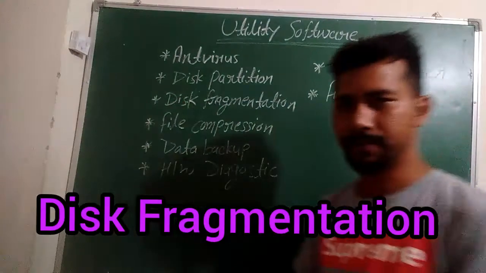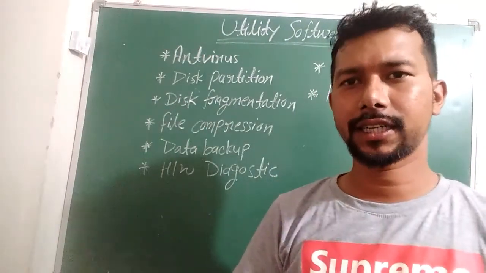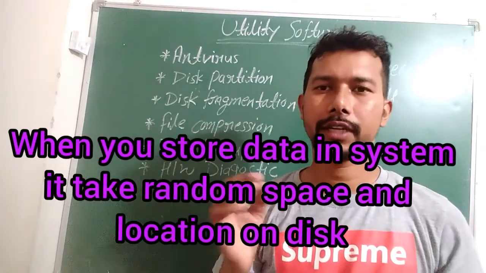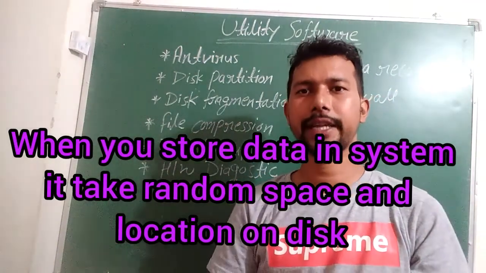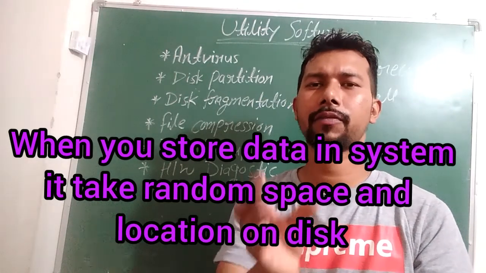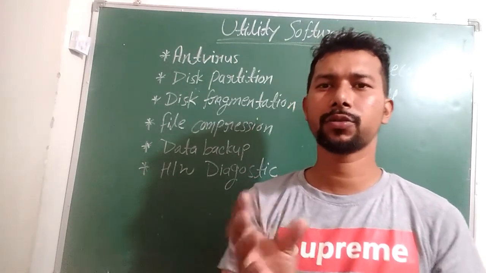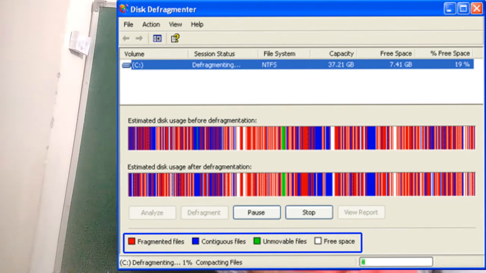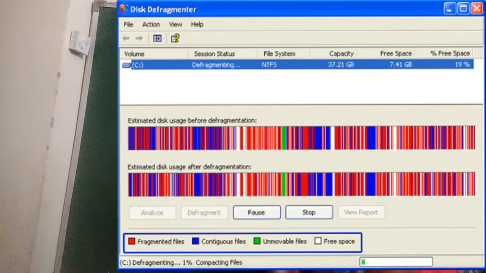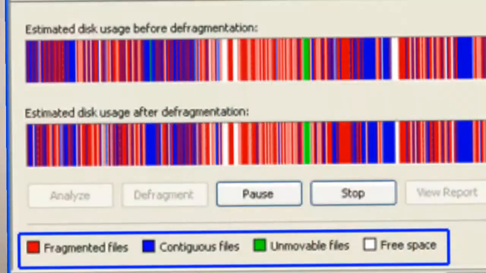Next is disk fragmentation. When we store any data in the computer system, it is stored in any place, and that time some places make a vacuum or space. Some spaces are unwanted, unusually free. But with the help of disk fragmentation, we solve this problem. Now look at your screen. This is the disk fragmentation. In the above line, the white line shows the free spaces, and the line below shows your final space after disk fragmentation.